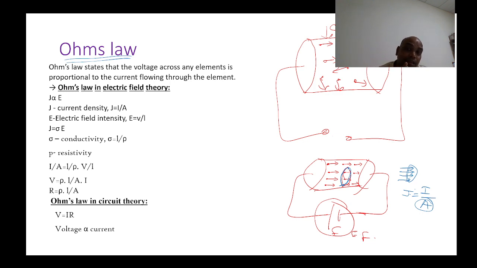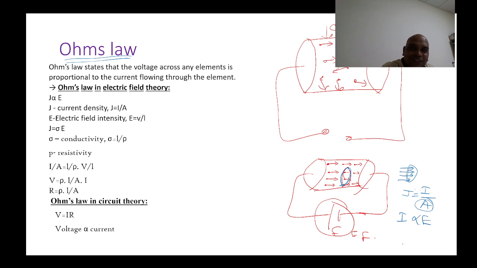So current density mainly depends on the amount of current passing through that area. But here, the amount of current passing through that area depends on the electric field. If you apply more electric field, more current passes through the area. If you apply less electric field, less current passes through the area. Clear? So here the current passing through that area is directly proportional to the electric field.